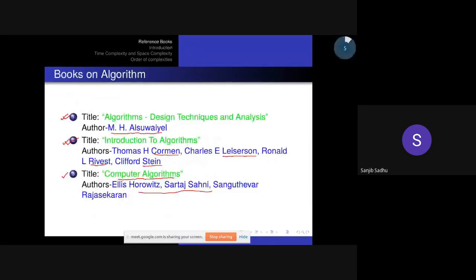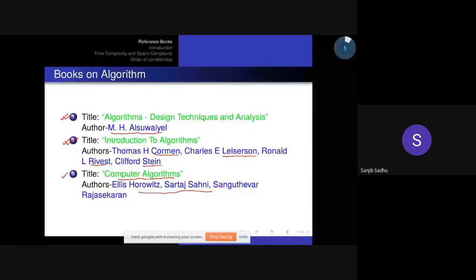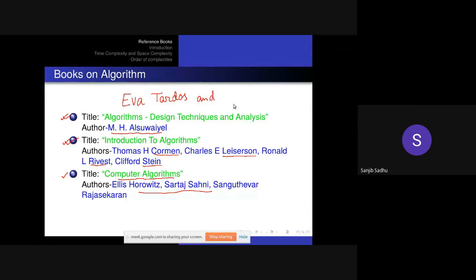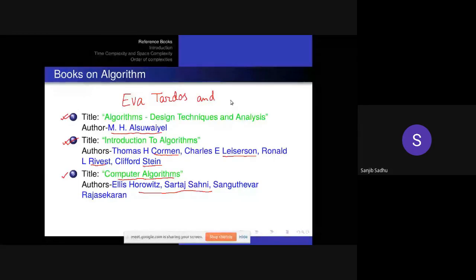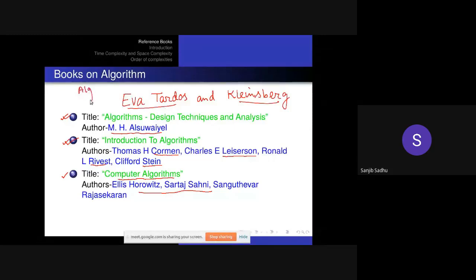And here the name of another book is not there, but if you would like to buy, then according to me this is the best book, but not for beginners immediately. Eva Tardos and Kleinberg are the authors. I think the title is Algorithm Design. Most probably, if I am not wrong. You check it.